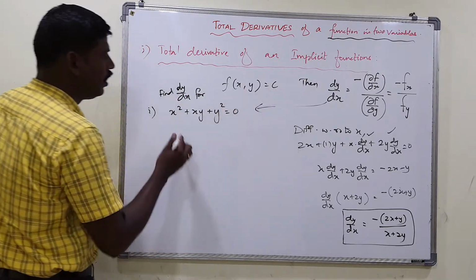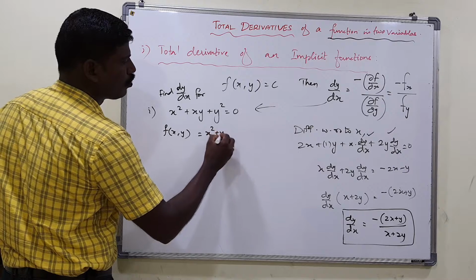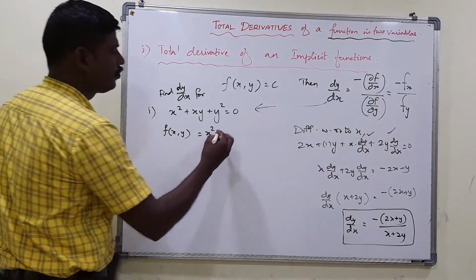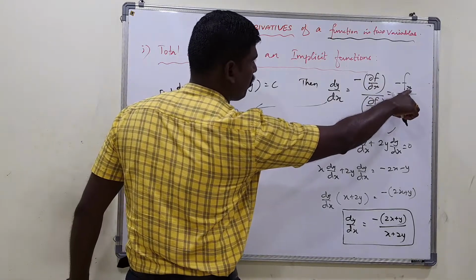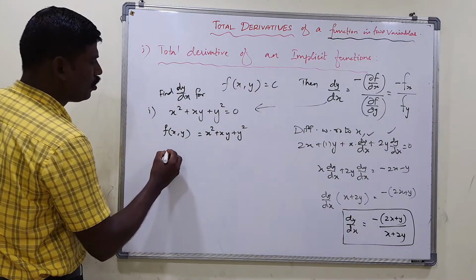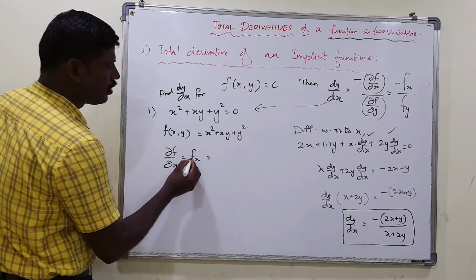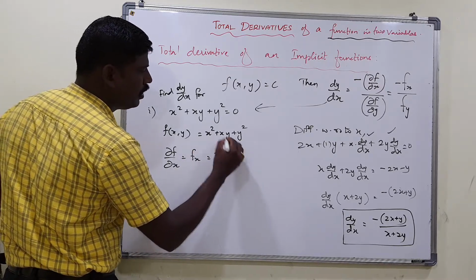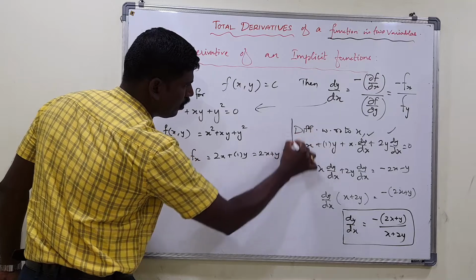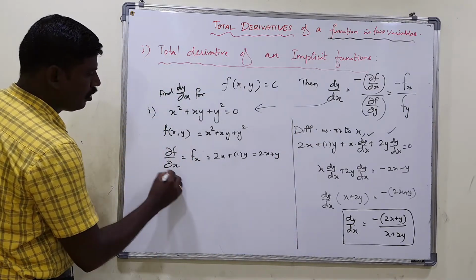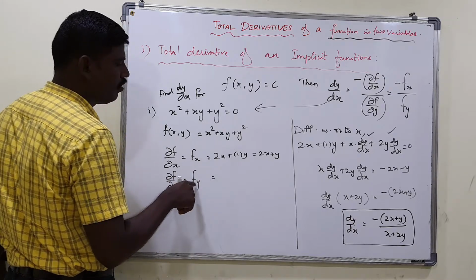Let us take the given function as f of x comma y, or simply write it as f is equal to x square plus xy plus y square. Now I am going to take the partial derivative with respect to x and also with respect to y. So dou f by dou x is nothing but fx. That is equal to taking the partial derivative of f with respect to x, it will become 2x plus x becomes 1 into y. So 2x plus y. Same like that, dou f by dou y is simply written as fy, taking the partial derivative of f with respect to y.